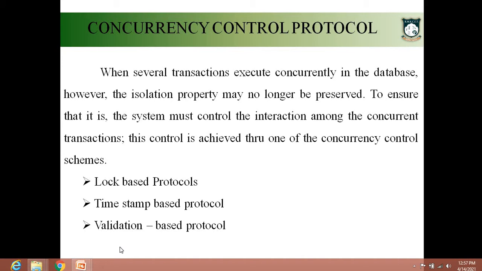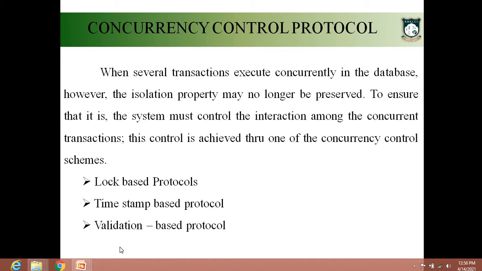The main purpose of concurrency control protocol is to generate concurrent execution schedules, and those schedules should leave your database in a consistent state. In other words, the objective or main purpose of a concurrency control protocol is to generate serializable schedules. Is everyone aware of what a serializable schedule is?